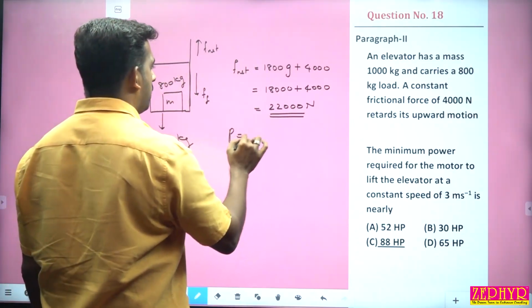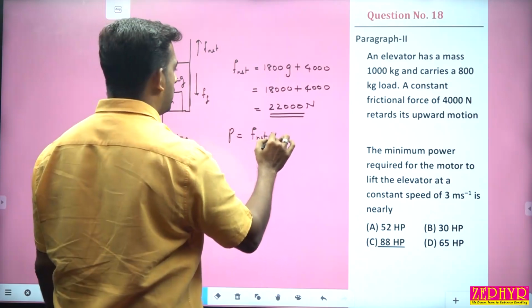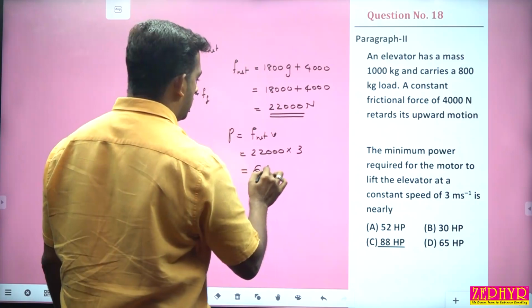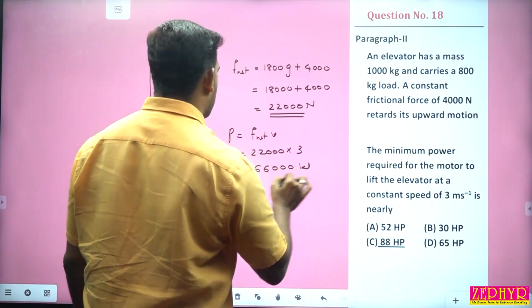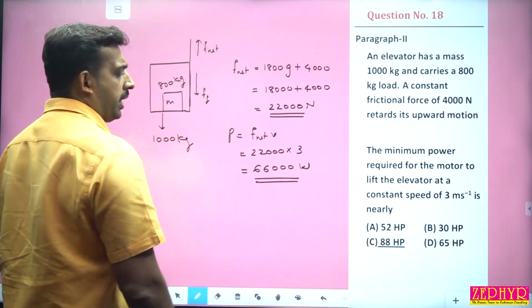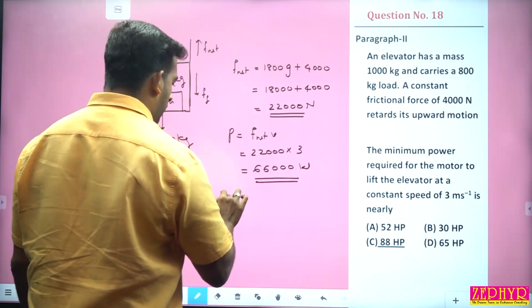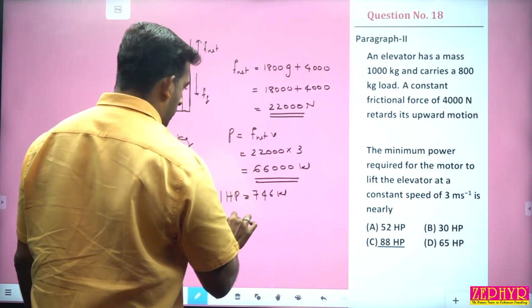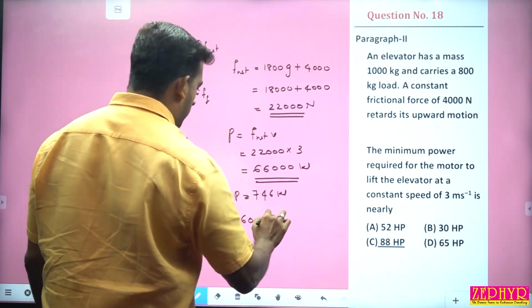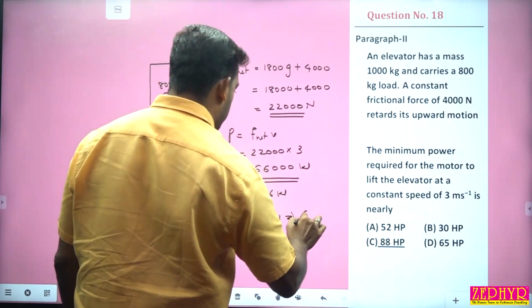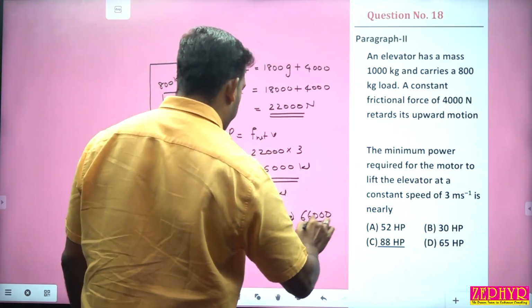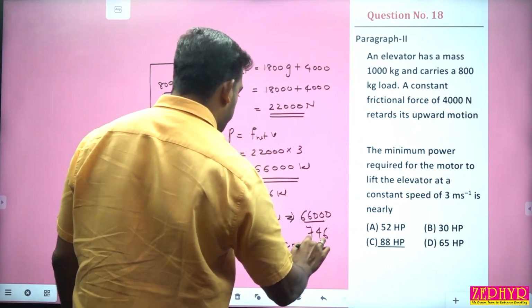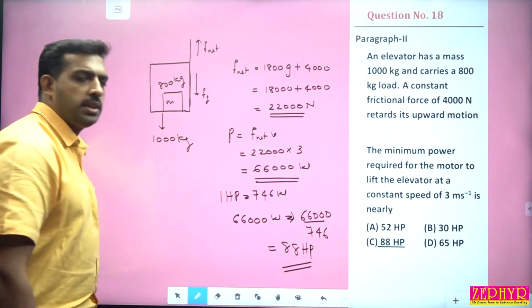So the power required is equal to this force into velocity. So 22,000 into velocity is 66,000 watt, the required power. In HP, horsepower, we know that 1 HP is equal to 746 watt. Therefore 66,000 watt can be converted to HP as 66,000 divided by 746, that is equal to 88 HP. The answer is option C. Is it clear?